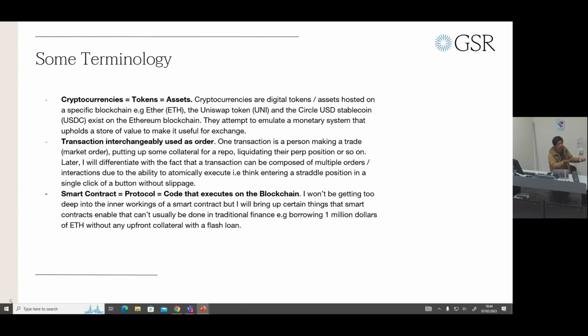I also use the term smart contract or protocol, which is pretty much code that executes on the blockchain. You don't need to overcomplicate it too much in this session. You can just think of it as some software that runs on the blockchain and benefits from being on the blockchain, which we'll speak about later.